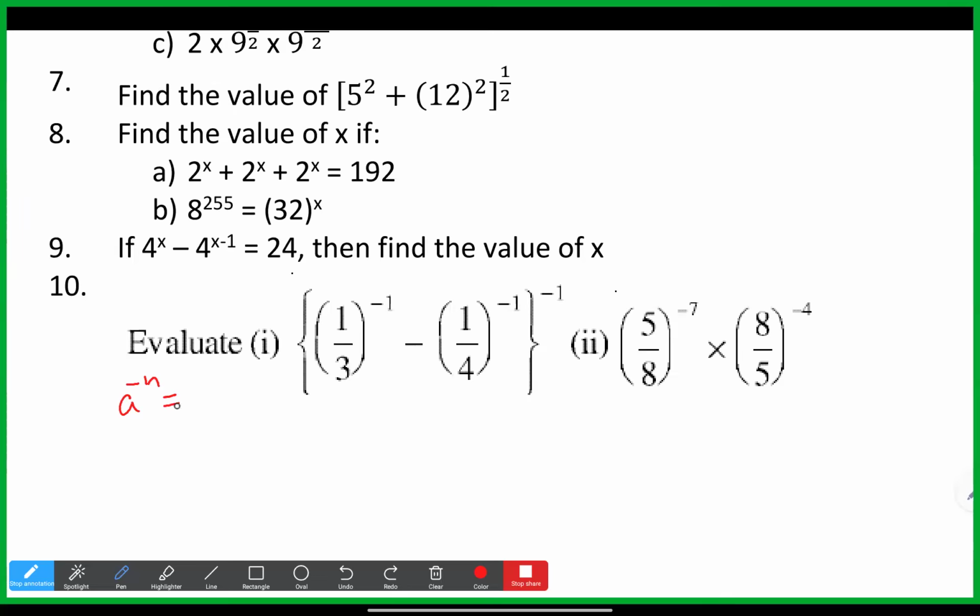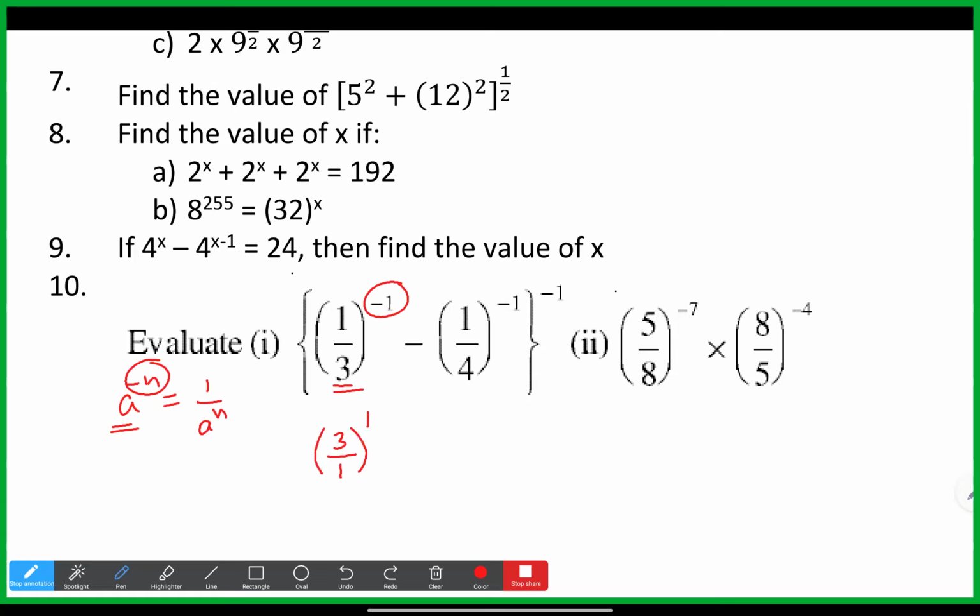A power minus n is what? The law of exponent we learned before: 1 by a power n. So now in the place of a, we have 1 by 3. You can imagine this is minus n. In the place of a, we have 1 by 3, so 1 by a will become the reciprocal: 3 by 1 power plus 1.